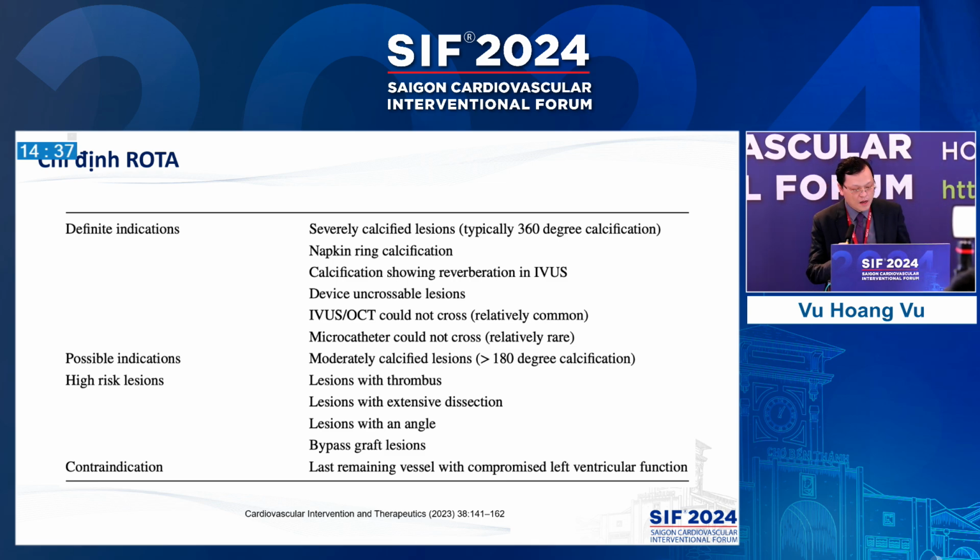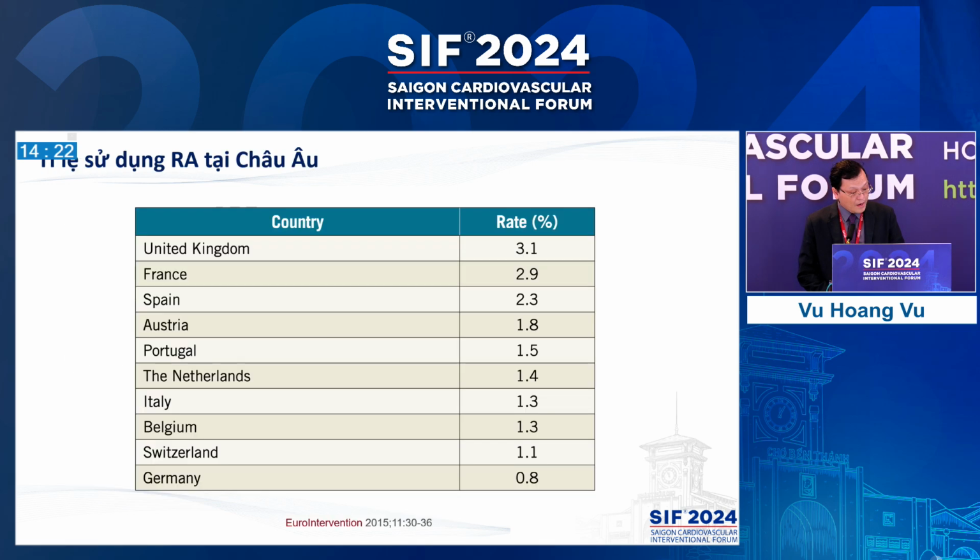In our center, we usually use IVUS for almost 100% of cases, so it depends on the IVUS findings. And also, if the IVUS device cannot cross the lesion, we can use rotablation for the patient. As for the penetration of rotablation in European countries, the table shows that the highest is in the United Kingdom, about 3.1%. We don't know about Hong Kong, it might be higher than this. In our country, maybe just about 2 or 3% of cases.